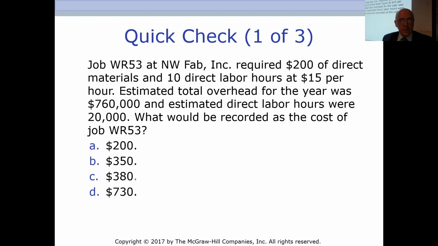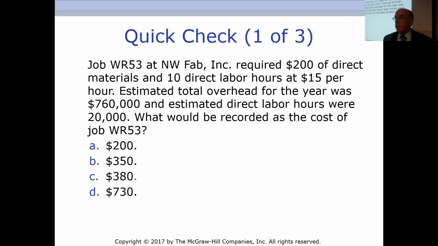What if we add B and C? 350 plus 380, that's 730. There's a good answer for all of these, right? And then, of course, the 200 was given to us. So A, B, C, and D, we can see where all of them came from. So we have to be very careful to see what question they're asking. This question is, what would be recorded as the cost of job WR53?